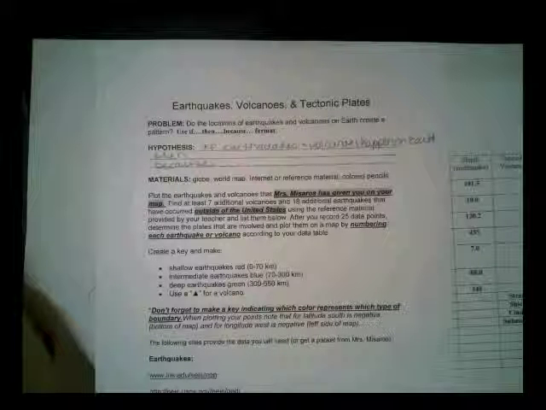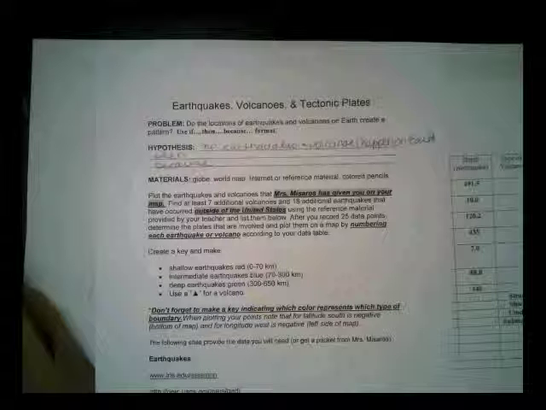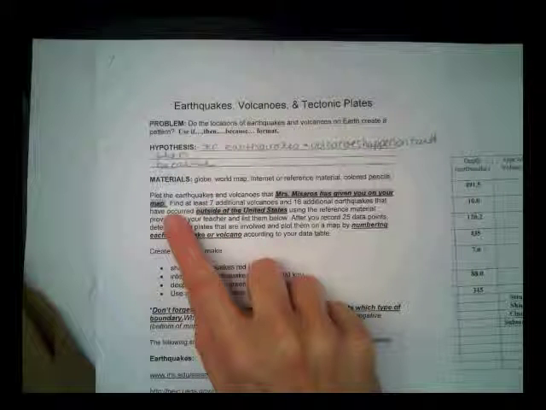Now let's look at the materials. So we'll be using a globe, a world map, internet or reference material, and colored pencils. So we're going to plot the earthquakes and volcanoes that Mrs. Massaros has given you on your map.